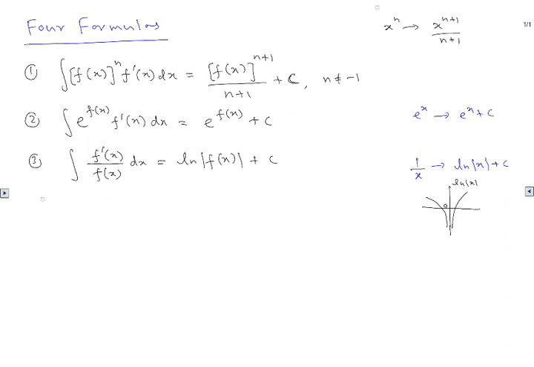And then the fourth formula. What's the fourth formula? This is actually number 1, but for a special situation. For example, when you have ax plus b to the nth power, which is very common. The derivative of the inside function is a, but a is just a number, so you can multiply and divide. It's going to be 1 over a, and then you have ax plus b to the n plus 1 over n plus 1.